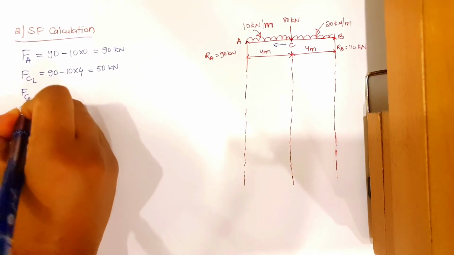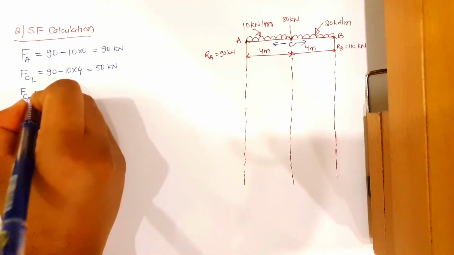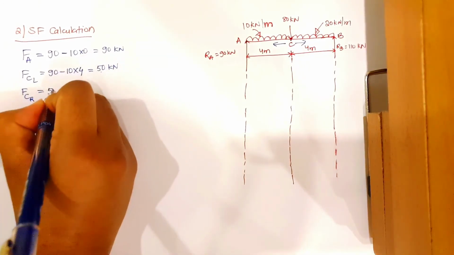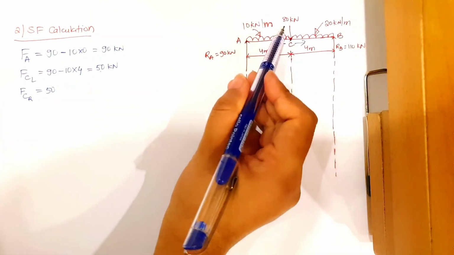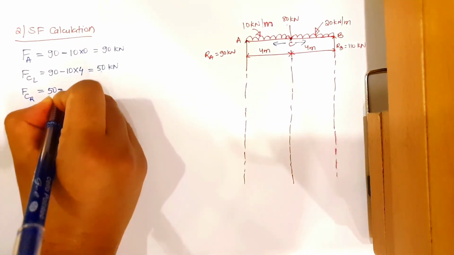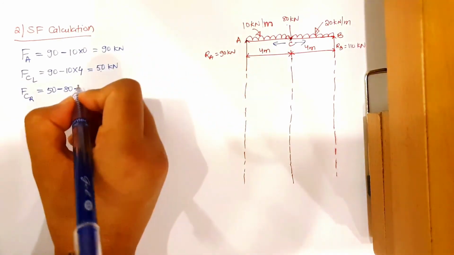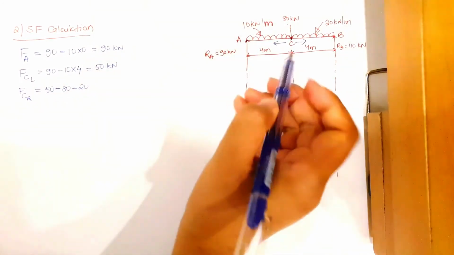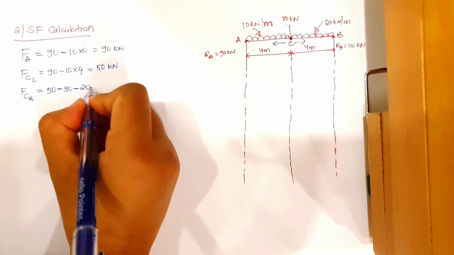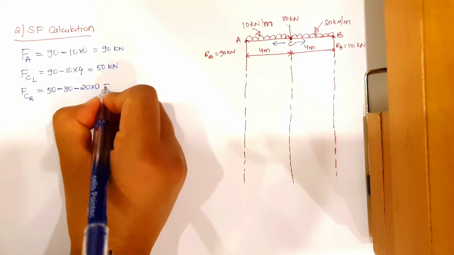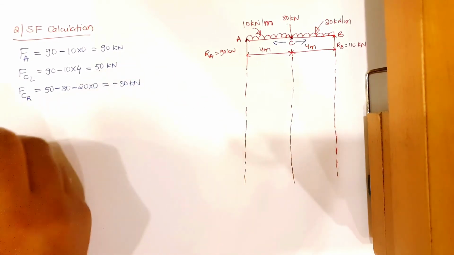Similarly, force at C, right hand side. Now I go to the right hand side direction here. So this will become equal to, last I got 50, and right at C, I have 80 kilonewton coming from top to bottom, so minus 80. Again, another UDL is there, which is 20. This UDL of 20 has just started at point C, so its distance is 0. So this will be equal to 50 minus 80, which is minus 30 kilonewton.